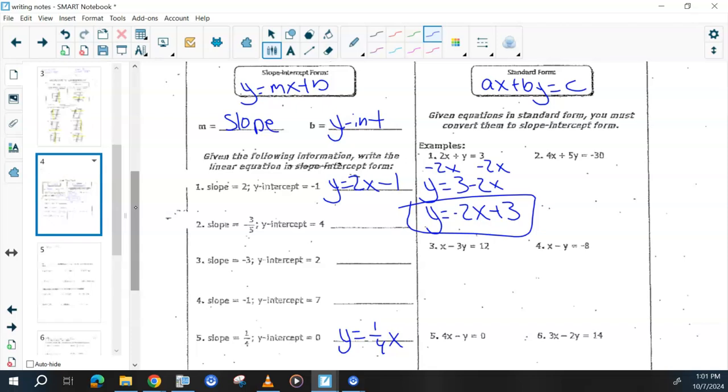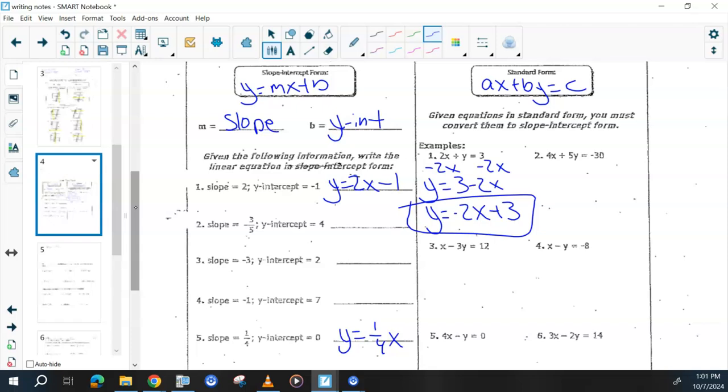Okay, Brennan. How do you get from 3 minus 2x to 2x plus 3? We just switched it. So we can do that because we're not breaking any math laws. The signs are still the same. This is still positive 3. This is still negative 2x. I didn't add or subtract anything. I just switched them. Any other questions?